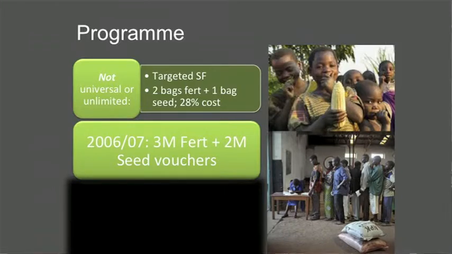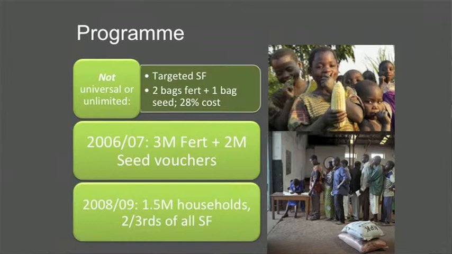By 2006-2007, the rollout of this is really quite remarkable. Vouchers were issued that allowed people to purchase at the subsidised price these limited amounts of fertiliser and seed. And you can see that within a year and a half, 3 million of these vouchers for fertiliser, 2 million for seed. And I think I've got an update of that, 08, 09 there. It was reaching 1.5 million households, roughly 2/3 of all smallholders in Malawi.